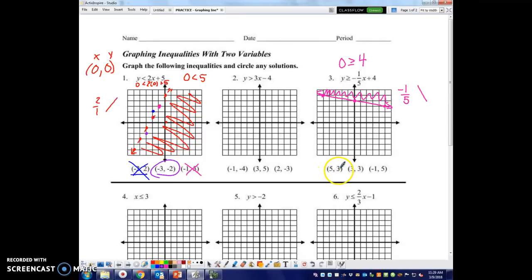So 5, 3. 1, 2, 3, 4, 5. 1, 2, 3. Now this is on the line. Does it count? Yes, it does because it's a solid line. So it does count on a solid line. Okay, next one is 3, 3. 1, 2, 3. 1, 2, 3. Does this one count? No, because it's not in the shaded region.